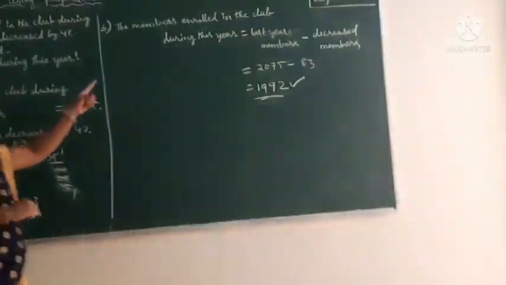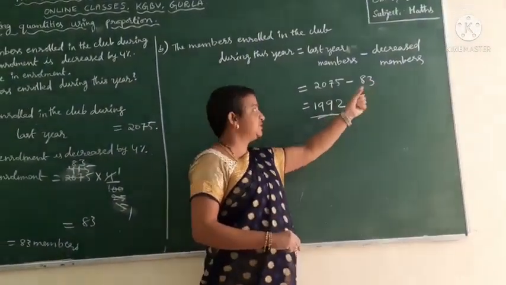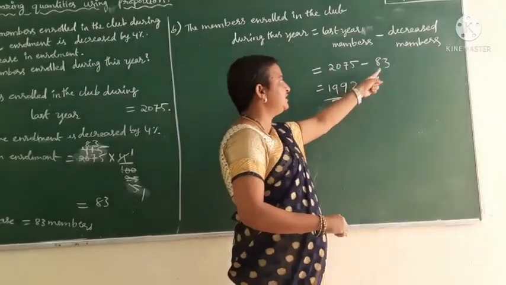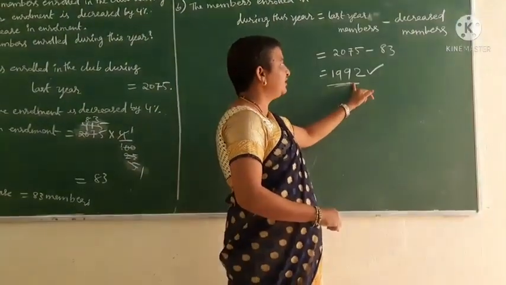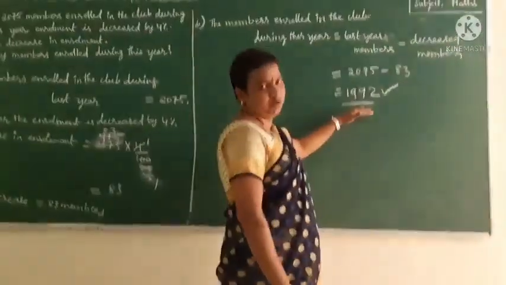So this year's enrollment is last year's members minus decreased numbers. 2075 minus 83. We get 1992 members. In this year, these are the members enrolled.